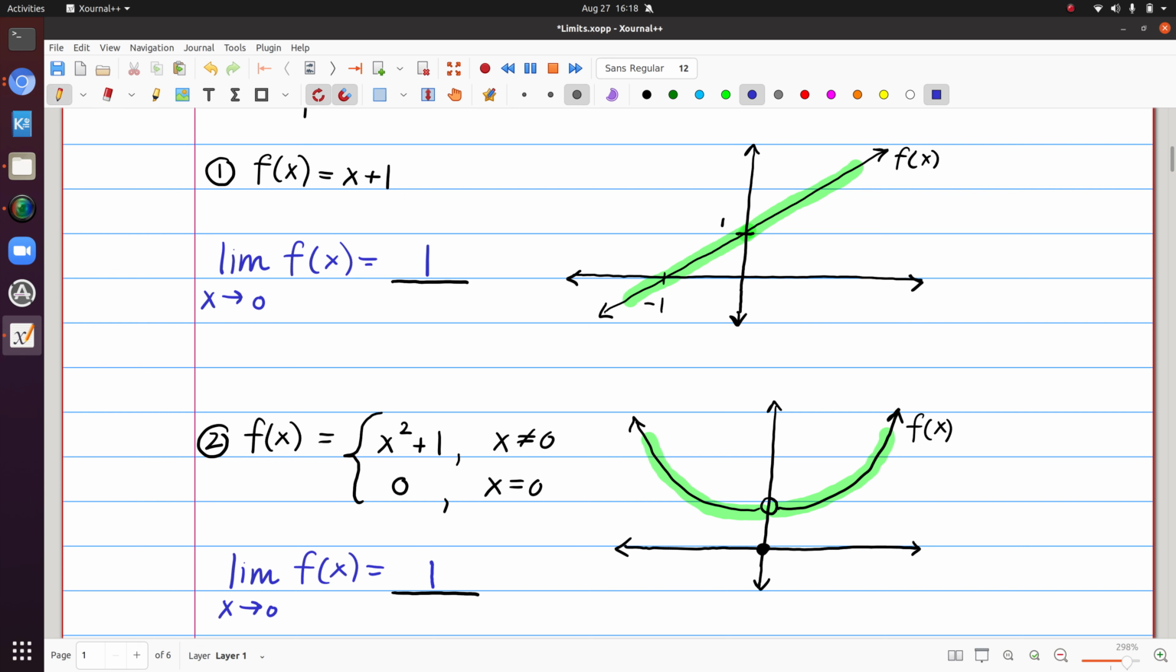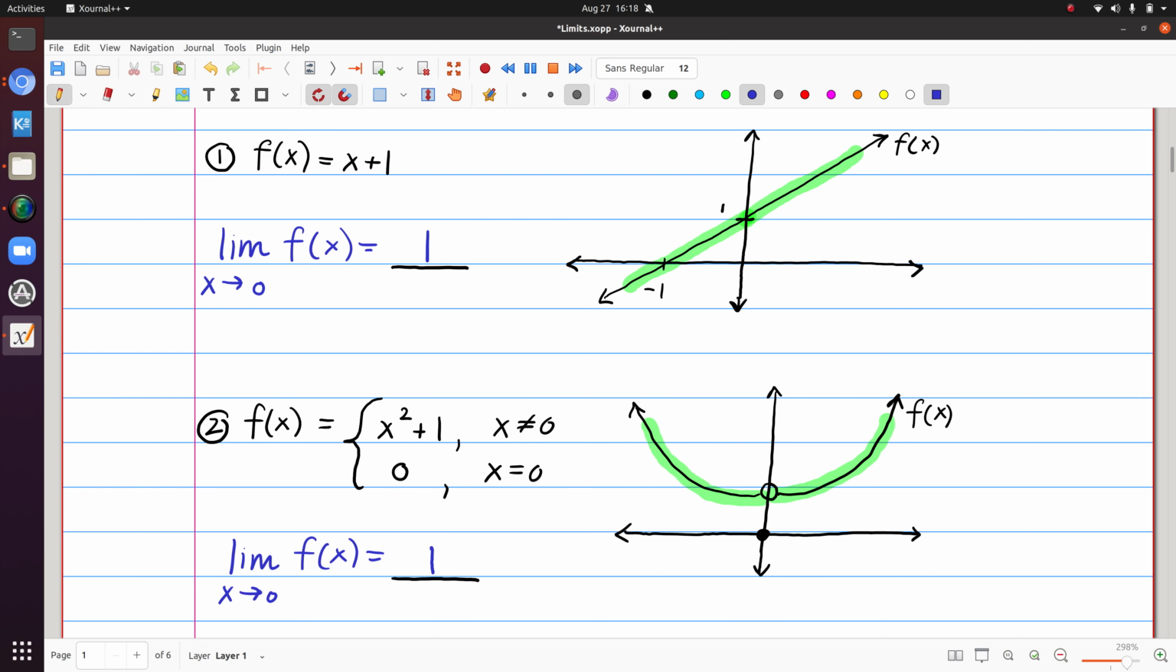So we do get, again, in this instance, 1 for the value of our limit.